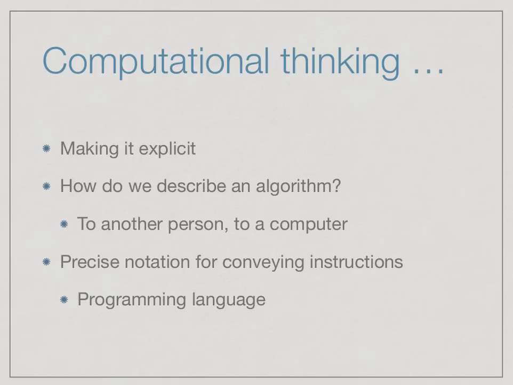So, what we need to worry about now is how to make this implicit idea of computational thinking more explicit. How do we describe new algorithms? How do we convey an algorithm to another person? Or, increasingly, how do we convey an algorithm to a mechanical device such as a computer? For this, we need a precise notation for conveying instructions, and this is what we call a programming language.